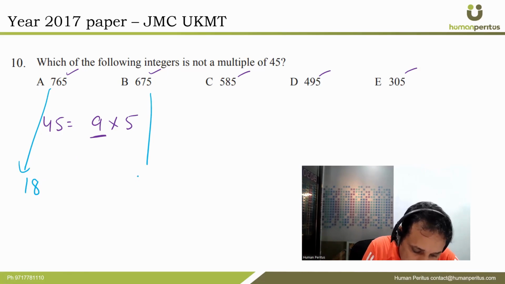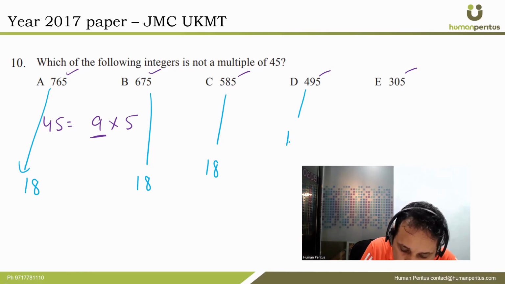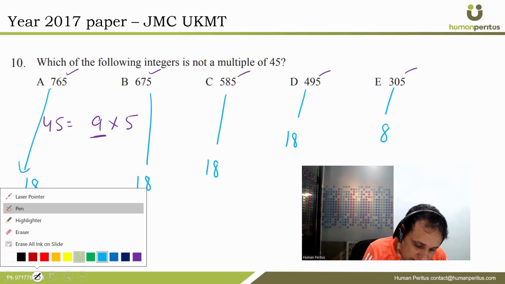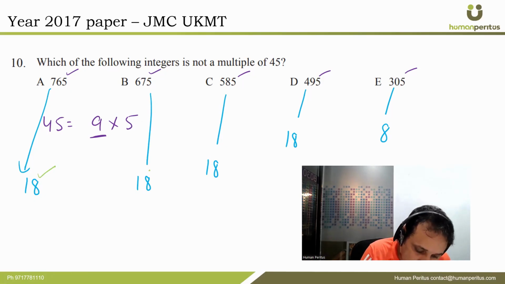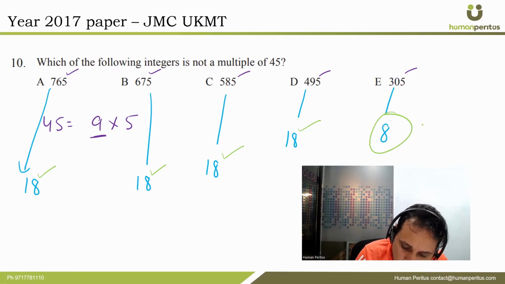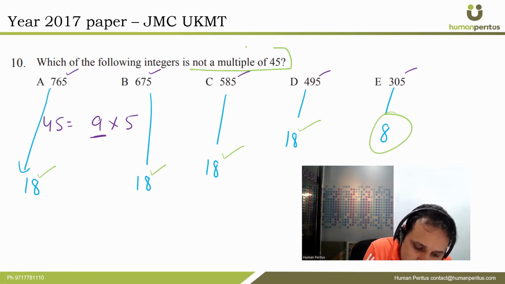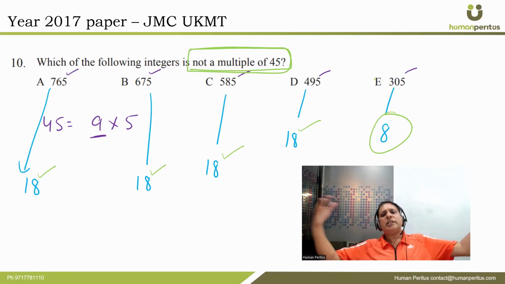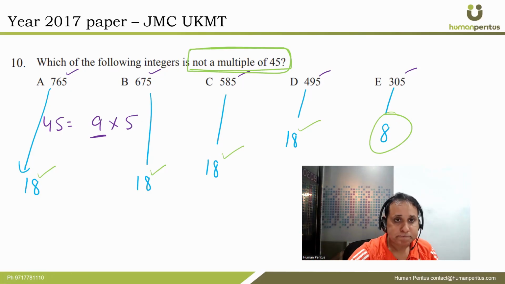Here, again the sum is 18. Here, again 18. Here, what is the sum? 8. So guys, this is divisible by 9. This is divisible by 9. This is divisible by 9. This is not. Therefore, E is my answer, and E is the one number which will not be divisible by 45 because it is not divisible by 9.